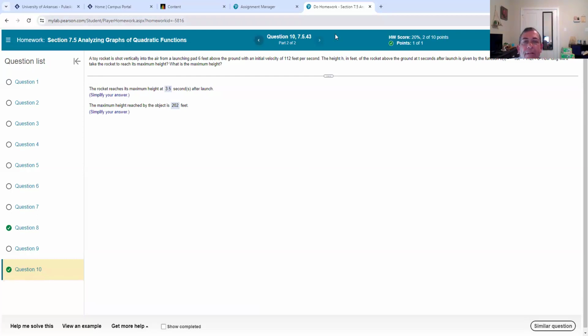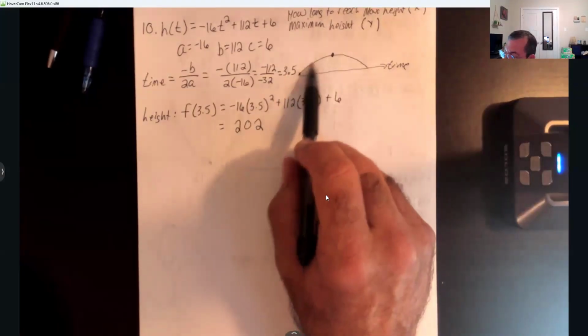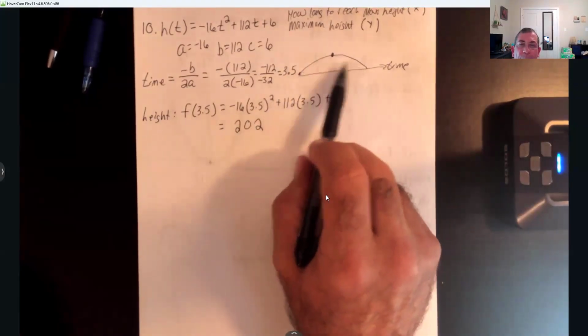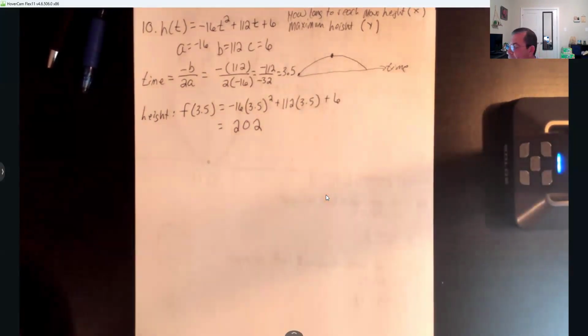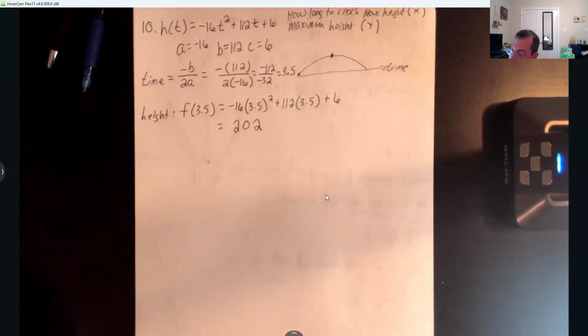So that's basically 7.5, dealing with the vertex. I can use it for problems like this. Another place where you might see the vertex used a lot is with area problems, because you're dealing with x squared terms in those area problems.